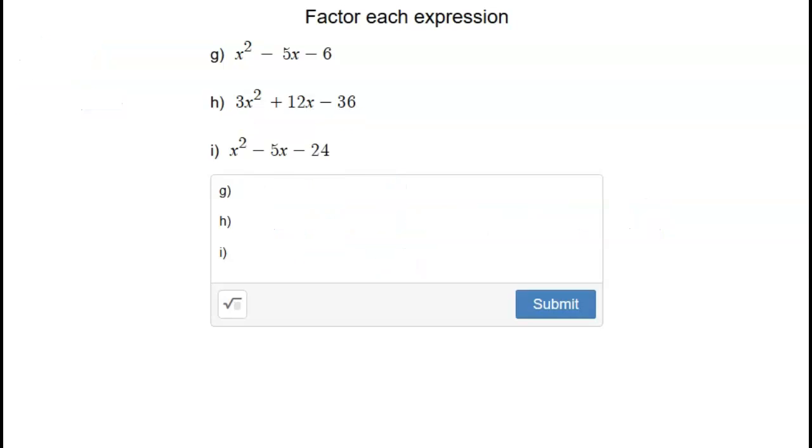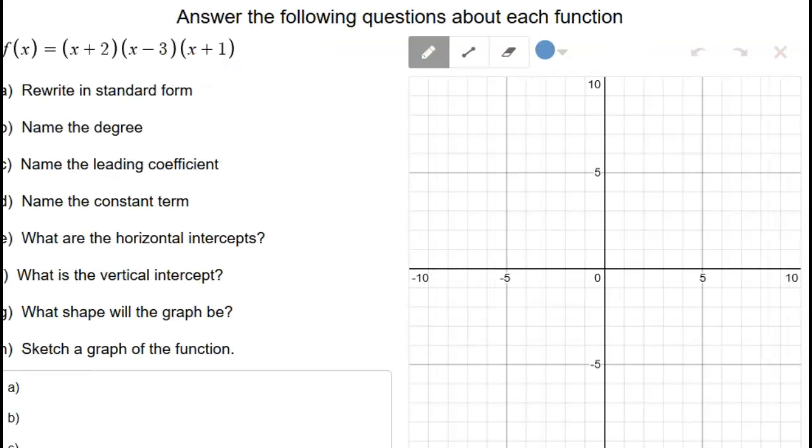GCF is going to be huge, huge, huge. All right, from here, we're going to go to answering these questions about each function.